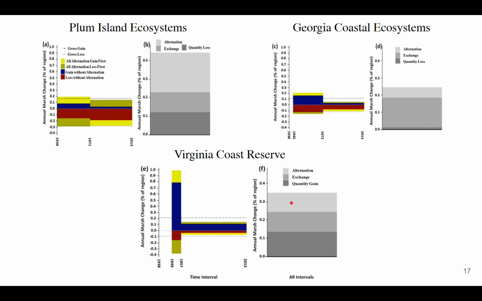The sums of the 3 components of quantity, exchange, and alternation show the speed of change. Change is fastest in PI and slowest in GCE in terms of change as a percentage of the unified size. The concept of the unified size facilitates comparison among the 3 sites.